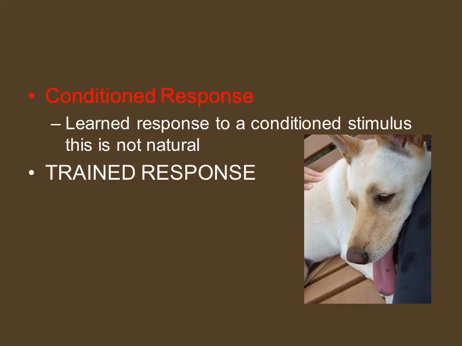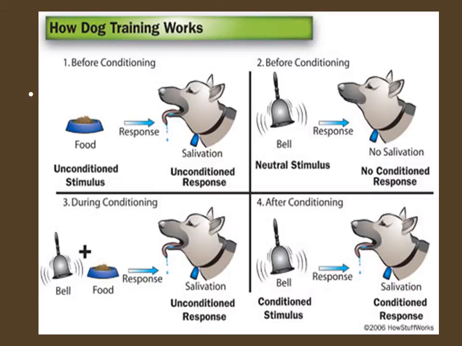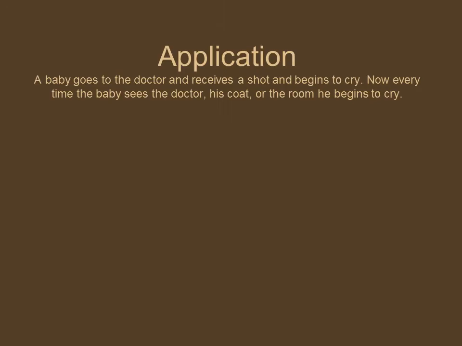It's a learned response to a conditioned stimulus that is not natural. It's the trained response. So once again, I would make sure you have this diagram in your notes and maybe some examples of the different types of UCS, UCR, CS, CR. Let's take a look at an application problem. You might want to freeze it and put it in your notes and make sure you understand the different elements.